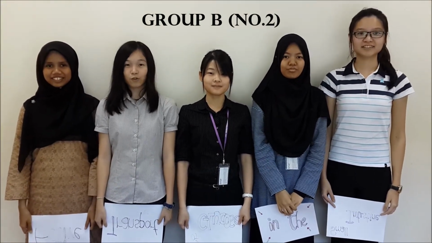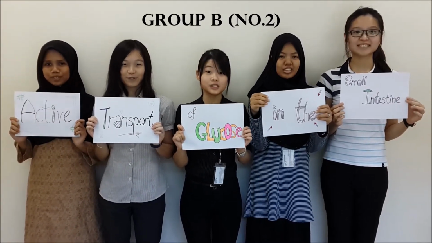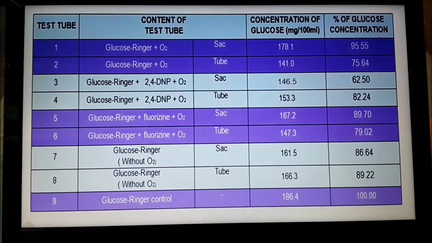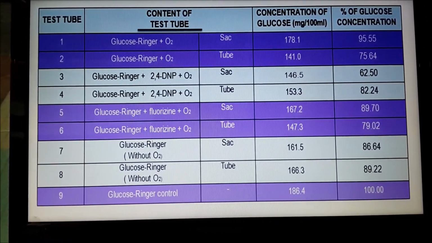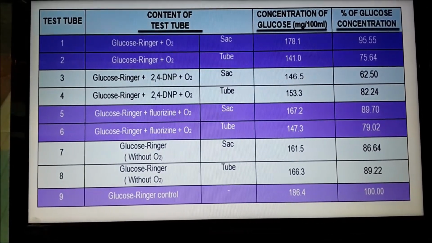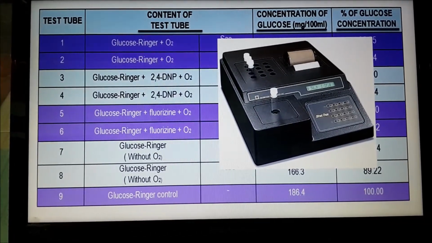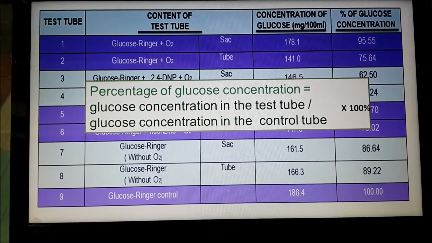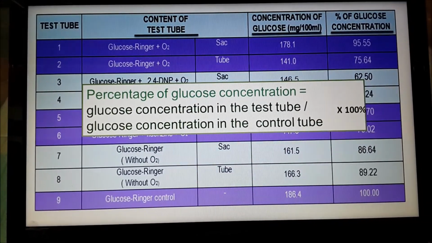In this video, we are going to show active transport of glucose in the small intestine. We present our results in the form of a table that shows the content of the test tube, concentrations of glucose, and the percentage of glucose concentration. We determine the concentrations of glucose by using a Stat Fax machine, and the percentage of glucose concentration is calculated by using the formula of glucose concentration in the test tube divided by glucose concentration in the control tube times 100%.